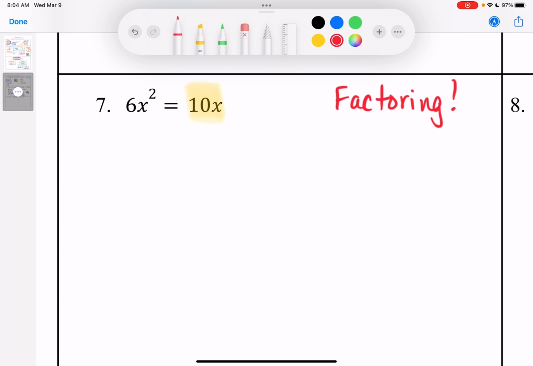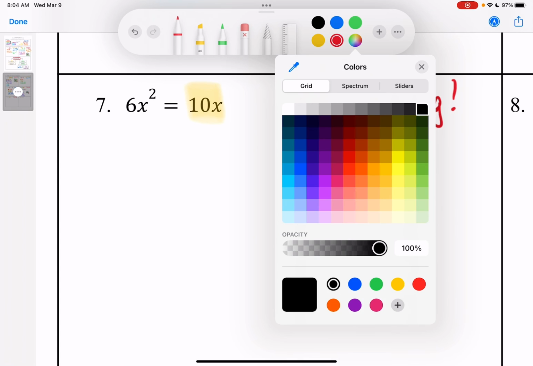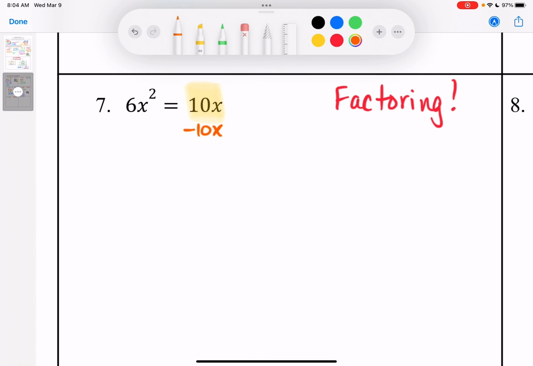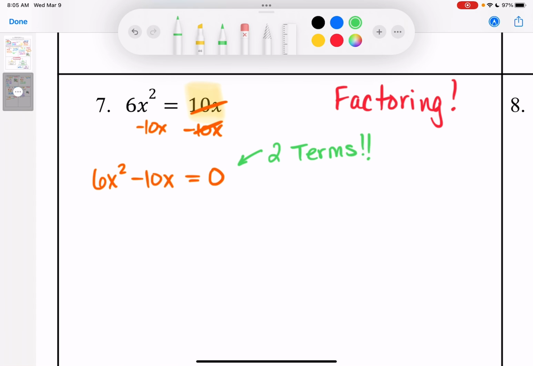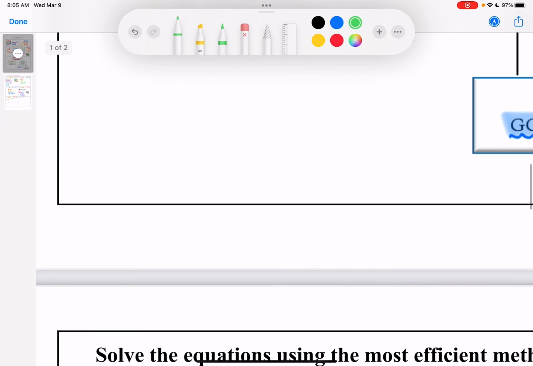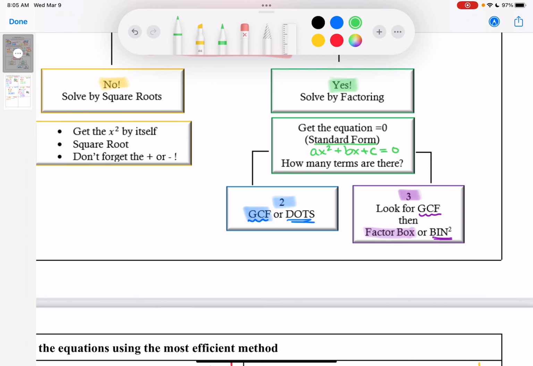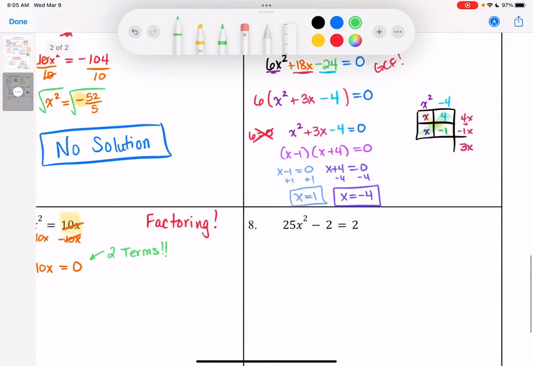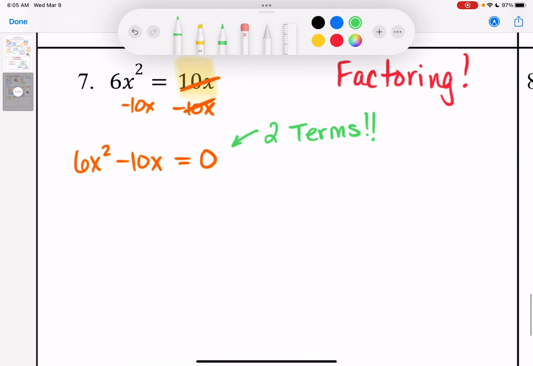And the next step in factoring is to get it into standard form. So step 1, I need to subtract 10x from both sides so I can get it to equal 0, right? So it'll be 6x squared minus 10x equals 0, because those are not like terms, and I got to get it in the right order. Now, here's the only thing, though. This is only 2 terms, right? This is what I was talking about in our chart. There's only 2 terms on the left, which means that if I'm looking for my method and there's only 2 terms, I'm looking for either a GCF or dots, right? But most of the time, I always want to look for a GCF first. Does this have a GCF?